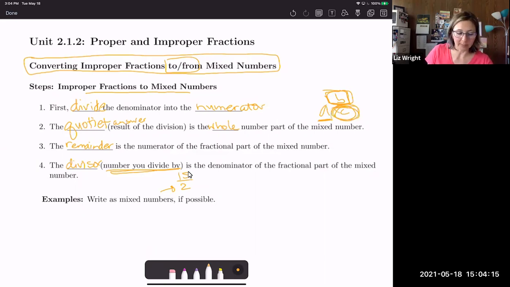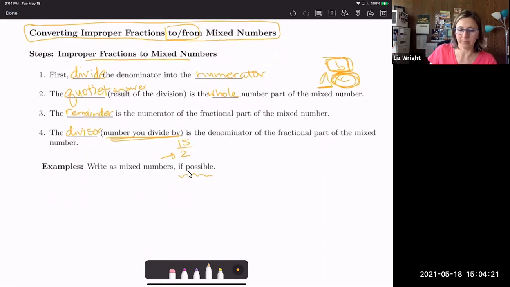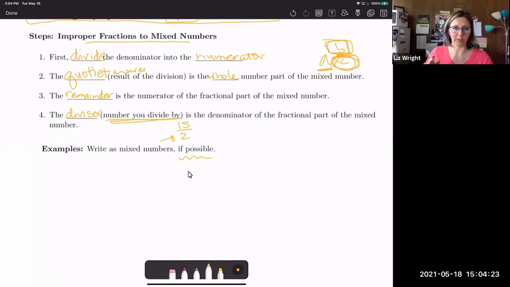All right, so here we go. It says examples, write as mixed numbers if possible. So some of these we might find out it's not possible, but when would that occur? Well, we're going to find out. So let's check it out.